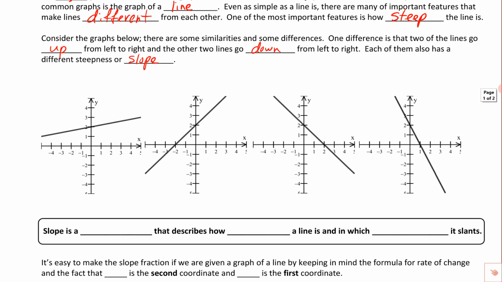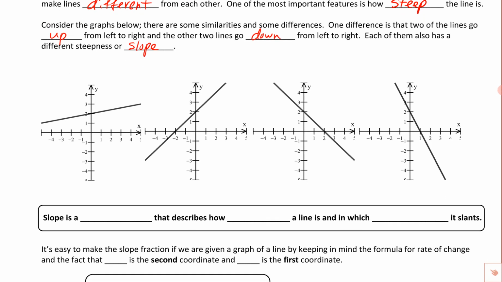Now, we're at the point where we can actually give a pretty good definition that tells us exactly what slope is. So I'm going to put an asterisk by this, and I'd like you to do the same thing. So let's fill in the blanks here. Slope is a fraction. I'd like you to always think of slope as a fraction. Sometimes it will be written as a whole number, but I want you to always think of it as a fraction. And if it's not written as a fraction, think about how you could write it as a fraction. So slope is a fraction that describes how steep a line is. There's that word again. So slope is a fraction that describes how steep a line is and in which direction it slants.